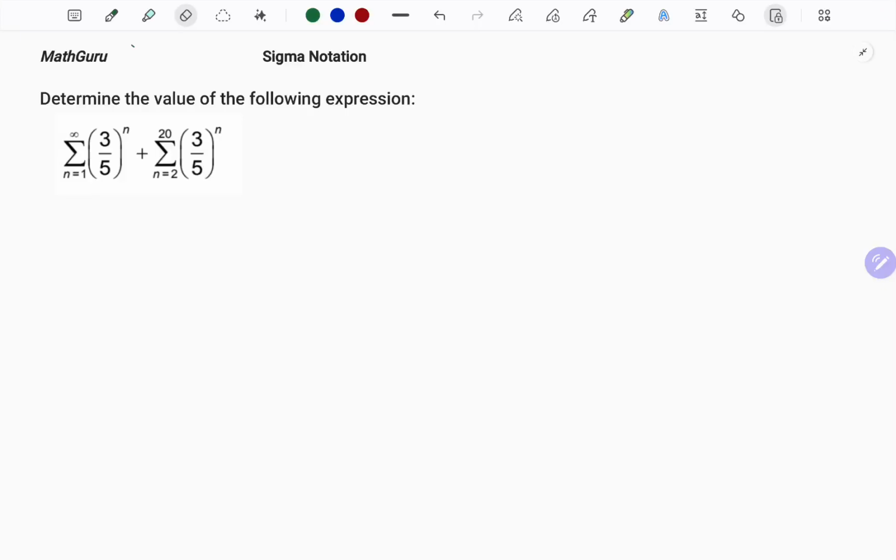In this video, I'm going to show you how to determine the value of the following expression. We have the summation of n equals 1 to infinity of (3/5)^n plus the summation of n equals 2 to 20 of (3/5)^n. We have two terms, so what I'm going to do is simplify each term and then merge by adding.